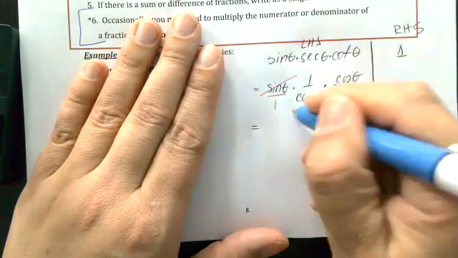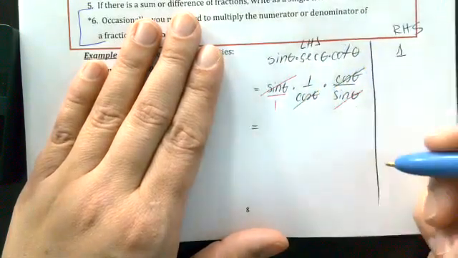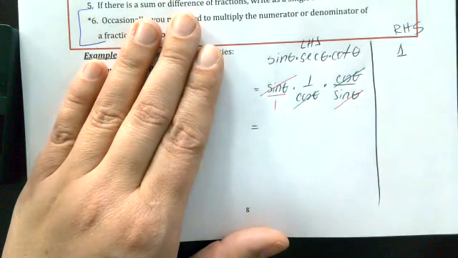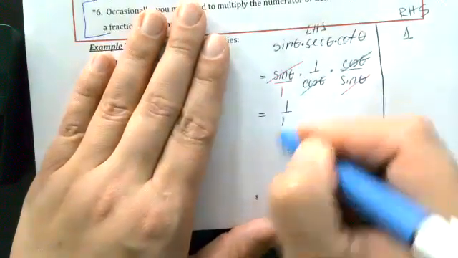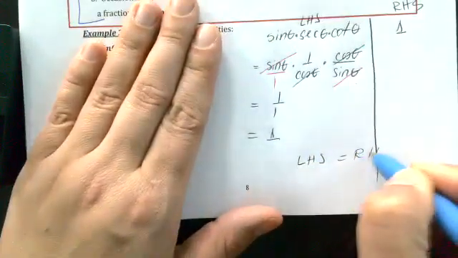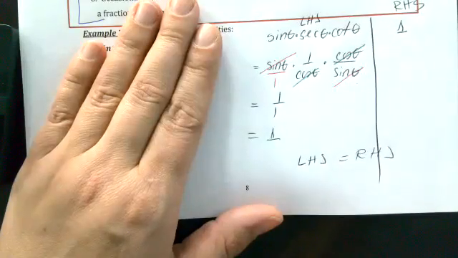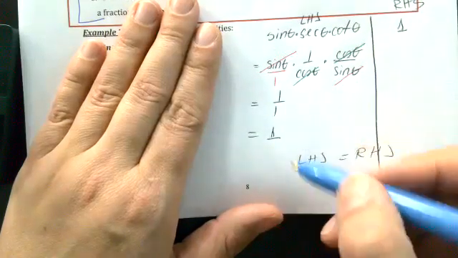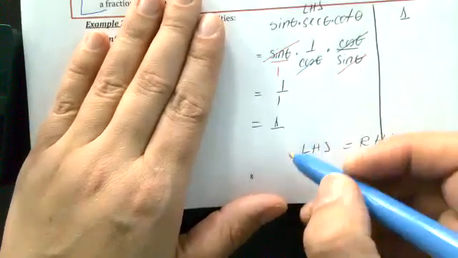And then we have a cosine at the bottom and a cosine at the top. So we're left with 1 over 1, which is 1. And at the end, we write left-hand side equals right-hand side. And you proved it. Jenna, do you remember that fancy end of this?